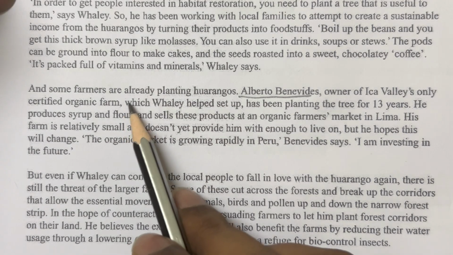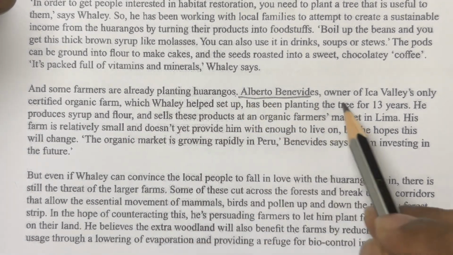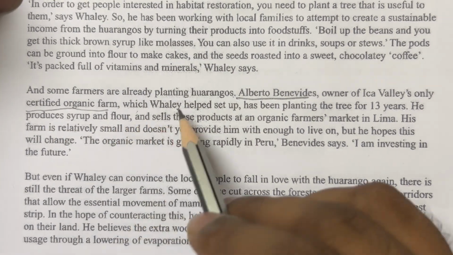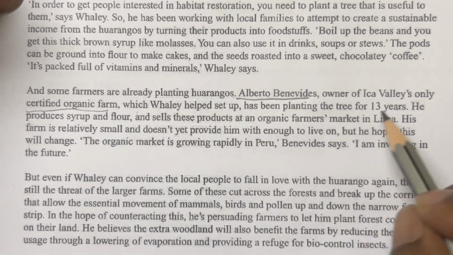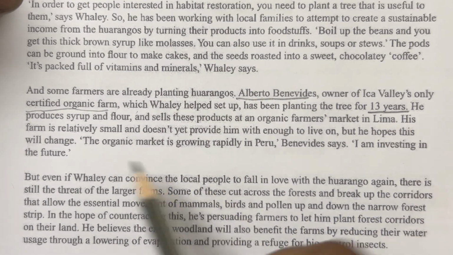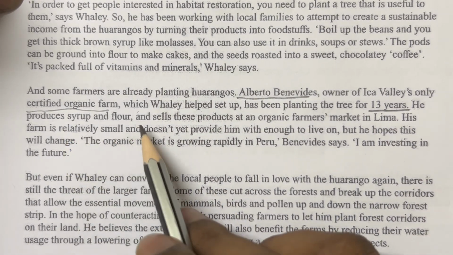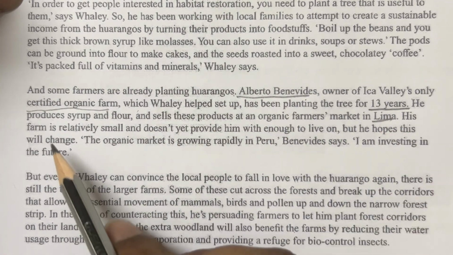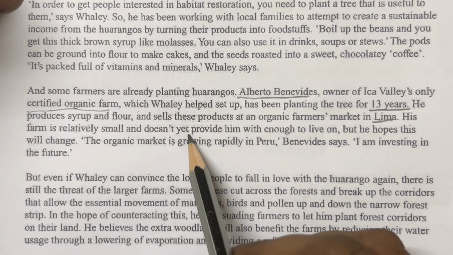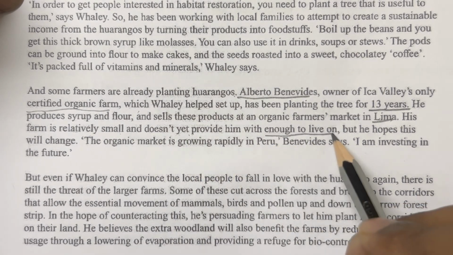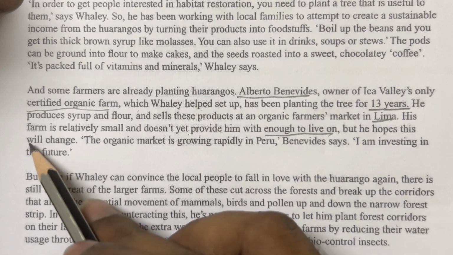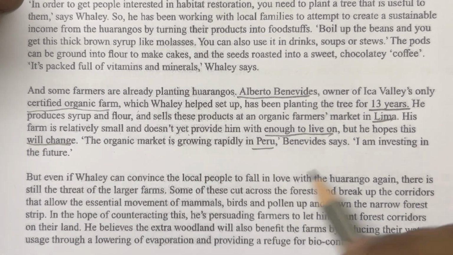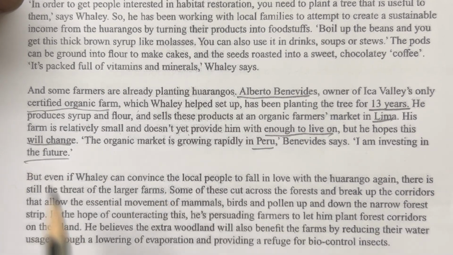And some farmers are already planting Hurangos. Alberto, owner of the Ica Valley's only certified organic farm, which Valley helped set up, has been planting the tree for 13 years. He produces syrup and flour and sells these products at an organic farmers market in Lima. His farm is relatively small and doesn't yet provide him with enough to live on, but he hopes this will change. The organic market is growing rapidly in Peru. I am investing in the future, he says.